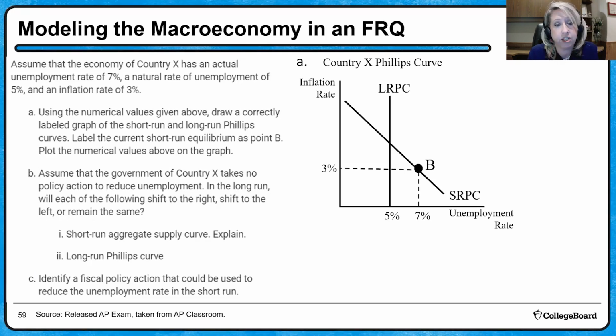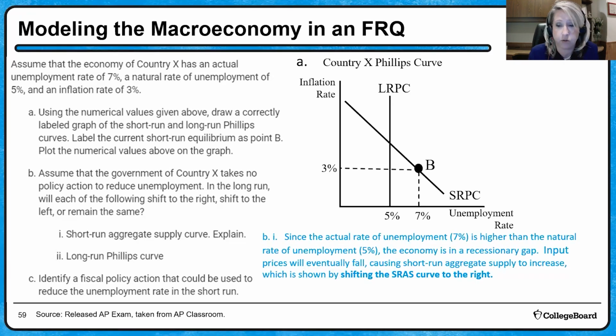Well, we know if we're in a recessionary gap, the short run aggregate supply curve is eventually going to shift to the right because resources are underemployed. Now, the long run Phillips curve isn't going to change at all because changing quantities of output doesn't change the natural rate of unemployment. So that question is designed to see if you understand that. So there's no change in the long run Phillips curve.